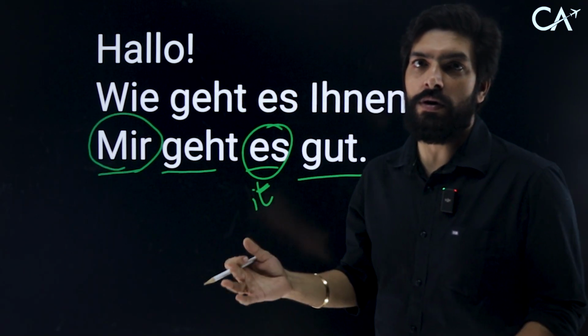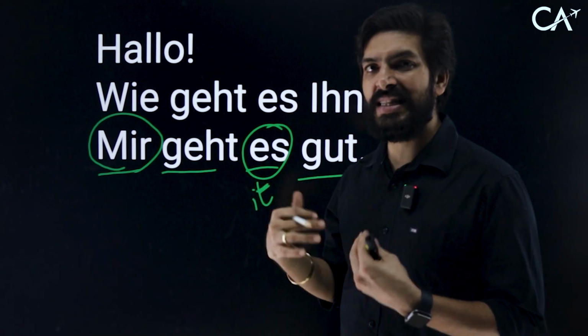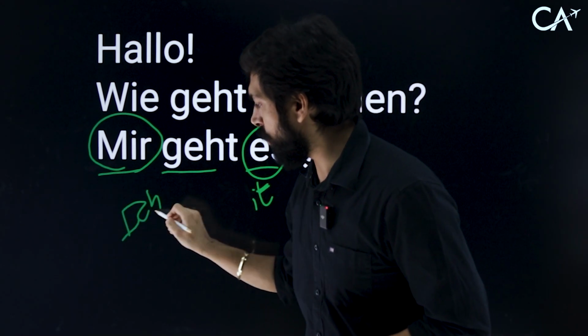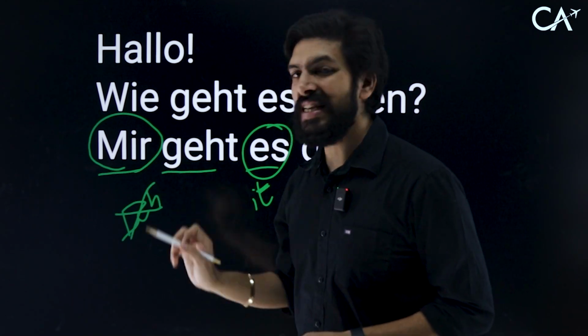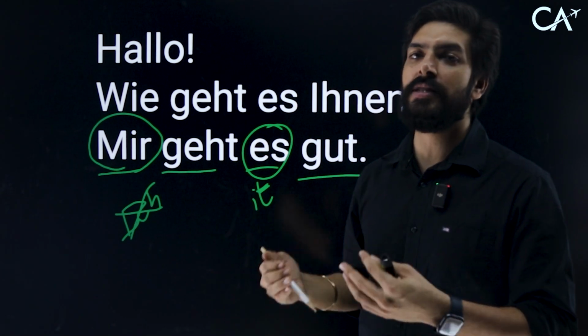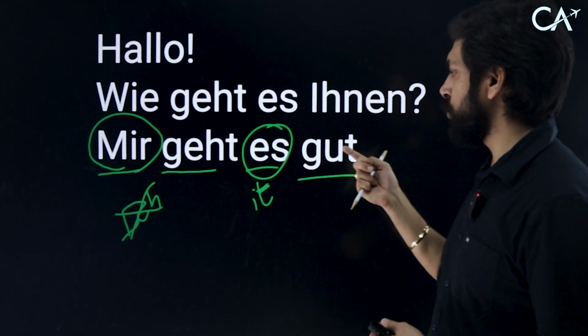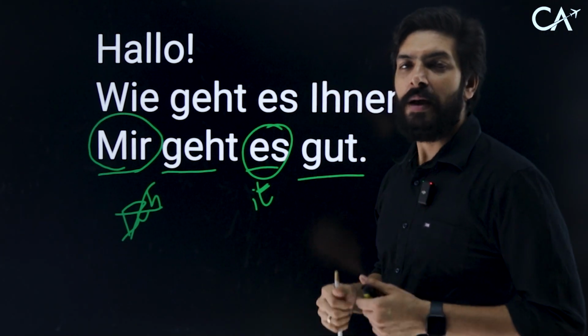Not I am going good. No, we don't say that. I is ish. Remember that? I is ish. We are not talking about ish here. So we're not going to talk about that here. Ish, that is I, but mir is with me. Mir. Mir geht es gut. It's good with me. Mir geht es gut.